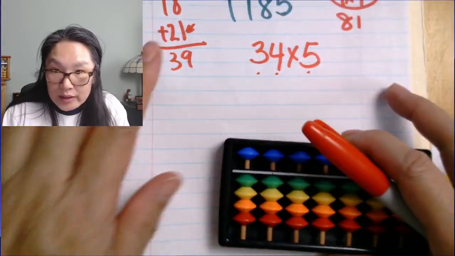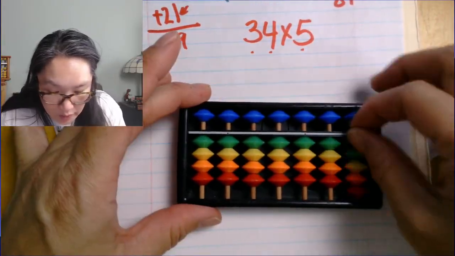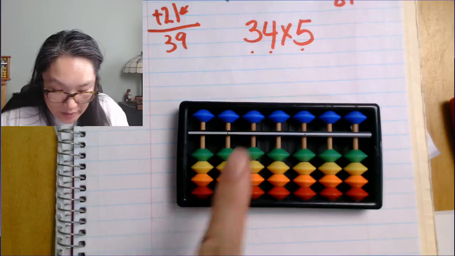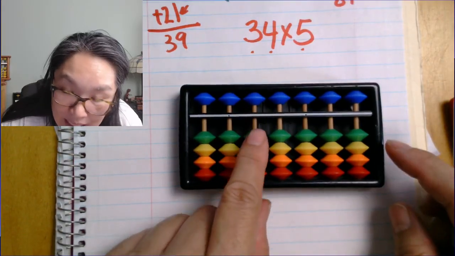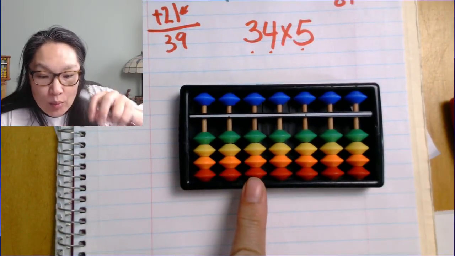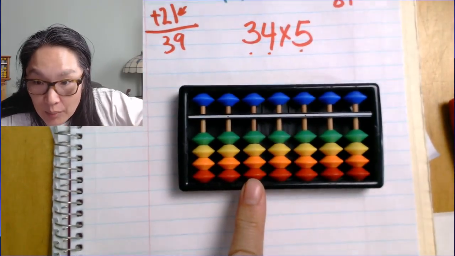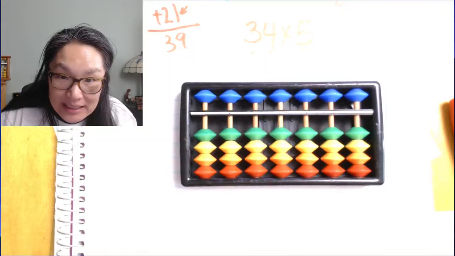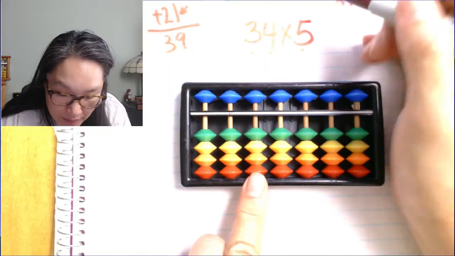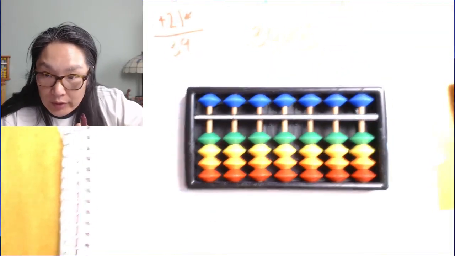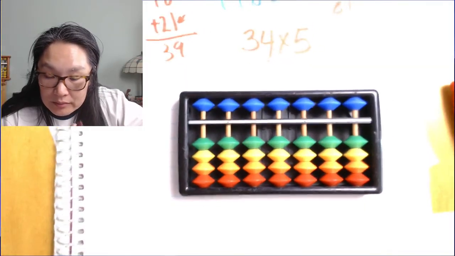Where do I want to put my answer? I want to put my answer in the hundreds column. So I think my answer is going to be somewhere in the hundreds, but I'm not sure. This is an estimation, just an idea. So I'm going to rearrange my camera.